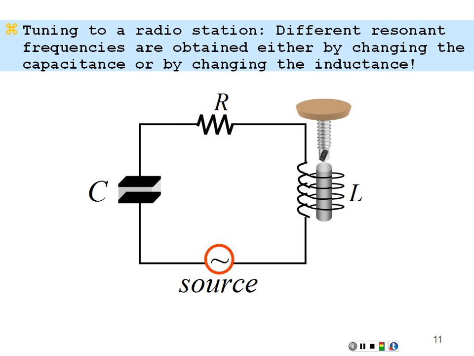Or you could have the same kind of thing happen with your capacitor, because we know the capacitance changes with its width. So if we were to move its width, we would change the frequency of this circuit and hence change the station as well. That's kind of a simplified idea of what's going on, but basically that's how a radio or a TV would work.